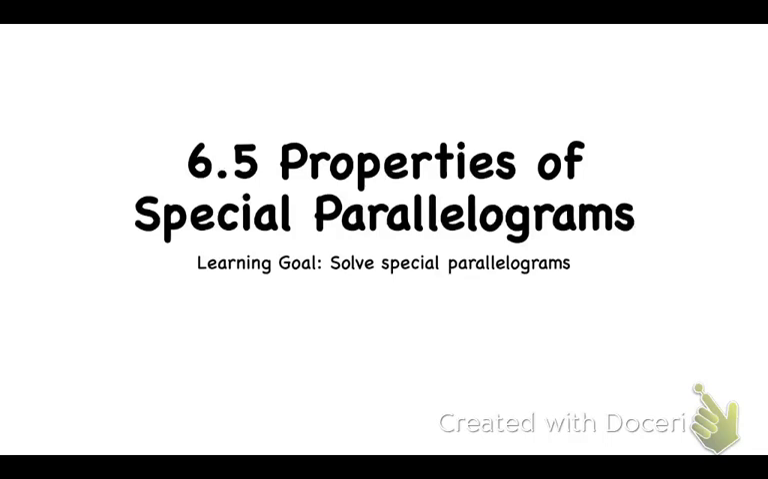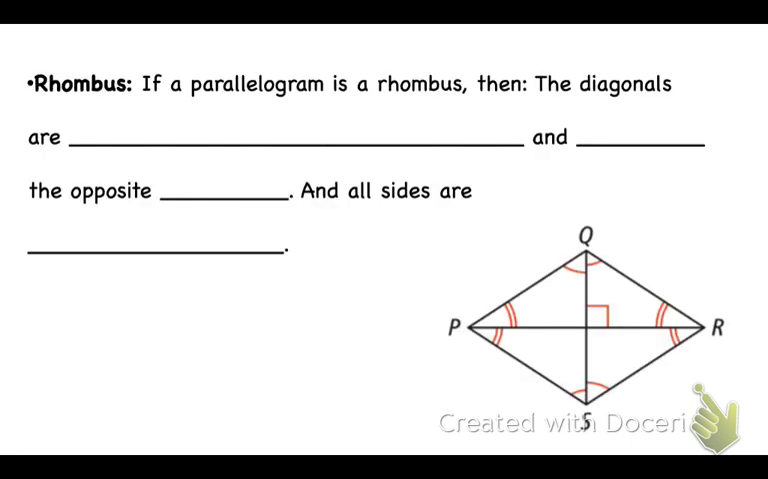Okay, so special parallelograms. We're still going to have the same rules we had before, but we're going to have special ones. So a rhombus. If a parallelogram is a rhombus, then its diagonals are perpendicular and bisect the opposite angles, and all sides are congruent.